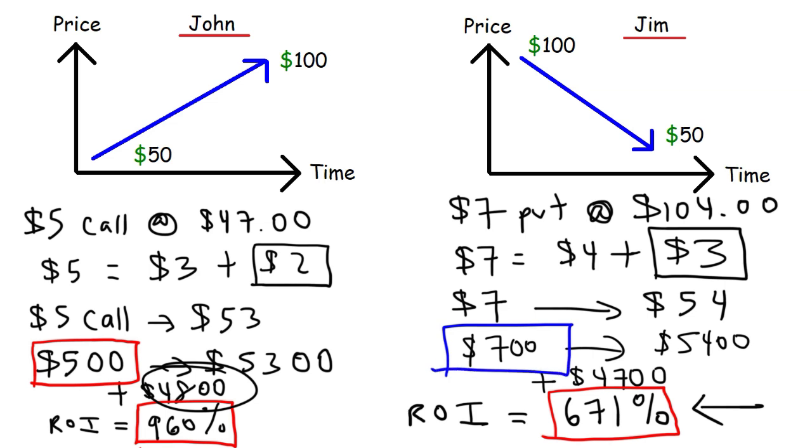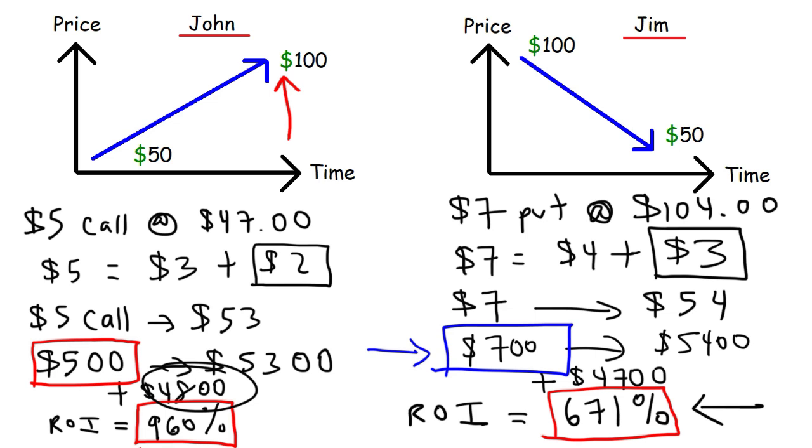If he buys the put option at $700, he doesn't have to exercise the put option. He has the right to exercise it, but he doesn't have to sell the shares at $104. So his maximum risk is $700. But his maximum gain, like the call option and like buying the stock first and then selling it later, is unlimited.